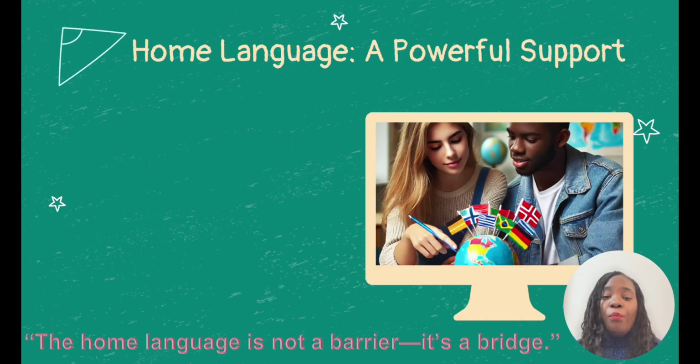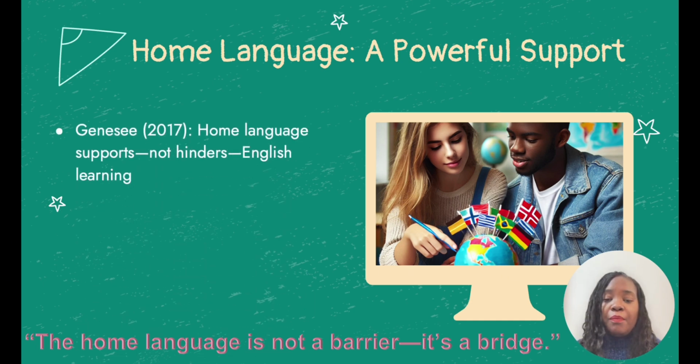Next, let's talk about the home language. In Fred Genesee's article, The Home Language, an English Language Learner's Most Valuable Resource, he explains how maintaining and using a student's native language in the classroom actually supports, not hinders, their English development.